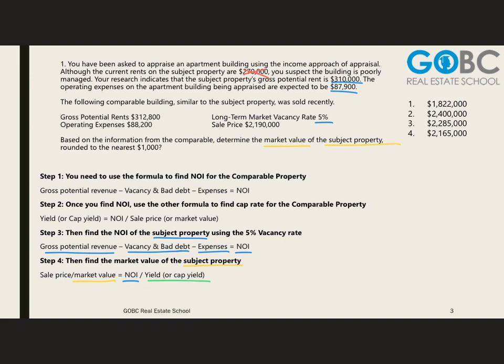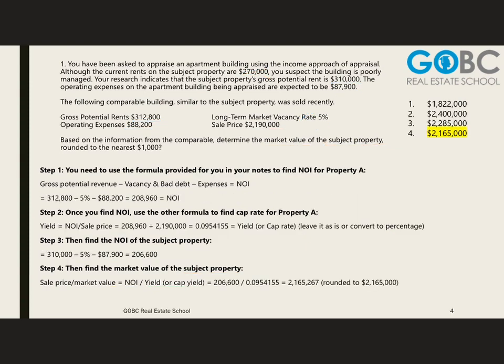The yield we're going to find using our comparable property, because we don't have enough information about the subject property to find that using this formula, because we're trying to find the sale price. So we're going to use the comparable property's information in order to find our yield. So how do we do that? We find the NOI for our comparable property, and we divide that by our sale price. So the sale price is given here, and all of the other information to find our NOI is already given there as well. So the gross potential rent, the operating expenses, and we're going to use that same vacancy rate. Okay, so once you have all of your steps, it's easy to figure out what you need to do.